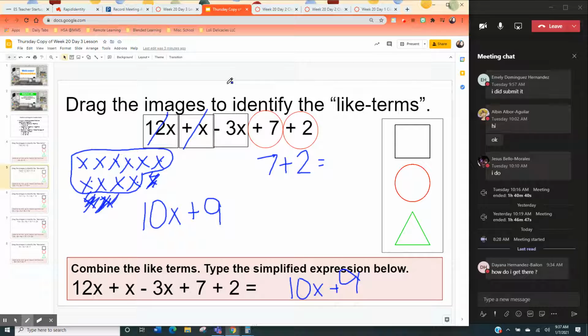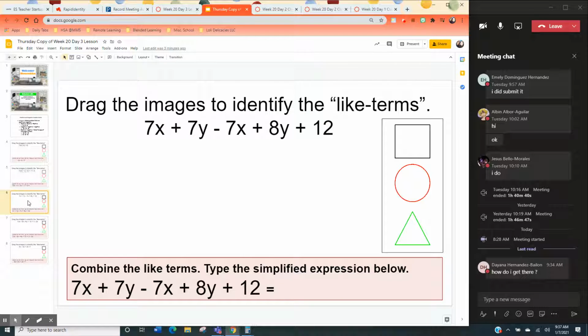Okay, so our simplified expression is 10x plus 9. So let me go ahead and stop a second because I know Ruby was looking for it. Ruby, were you able to find the lesson slides? Give me a little yes or no in the chat box, please. Okay, so let's look at this next one.